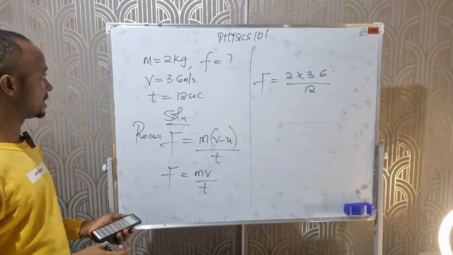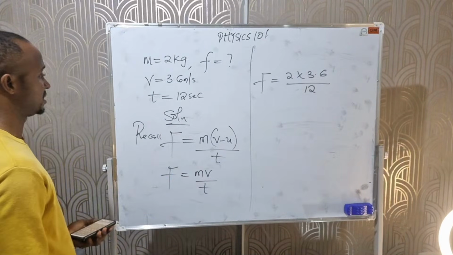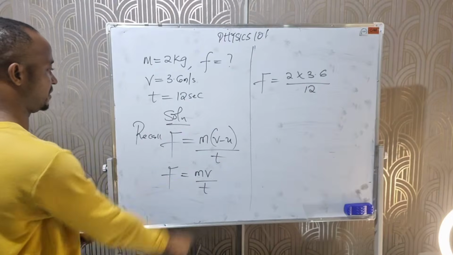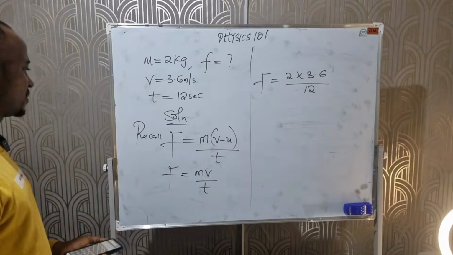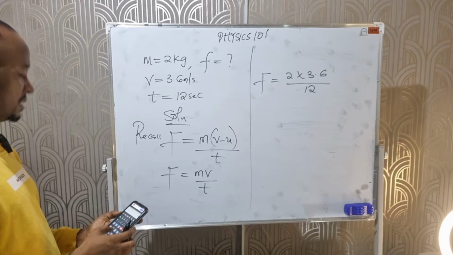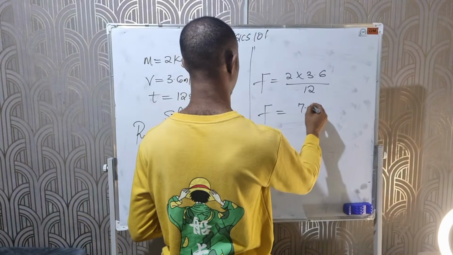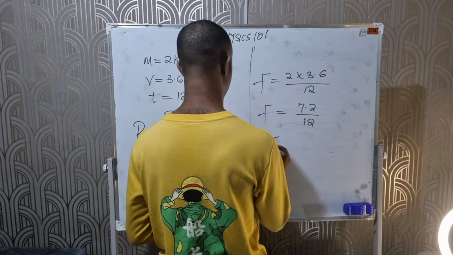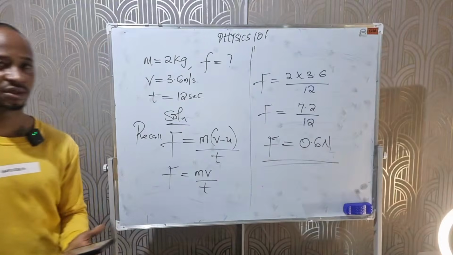So let's calculate. I hope you guys are following. We are going to be using force equals mv divided by t, because we have just one speed. So we make use of the speed v, and we assume u to be 0. So F equals mv divided by t. We have 2 times 3.6, which is 7.2. 7.2 divided by 12. Our force equals 0.6 Newton.